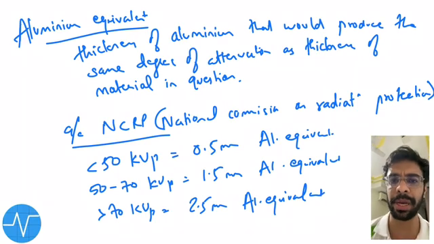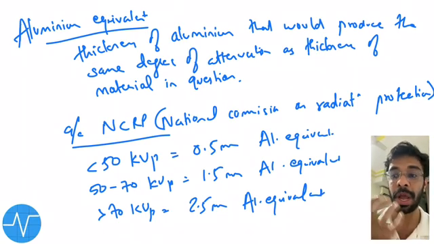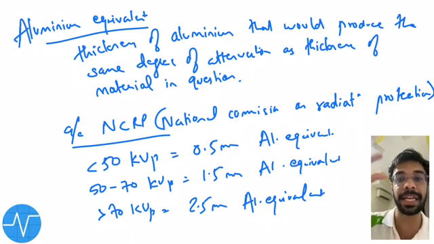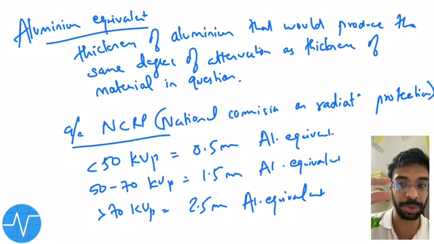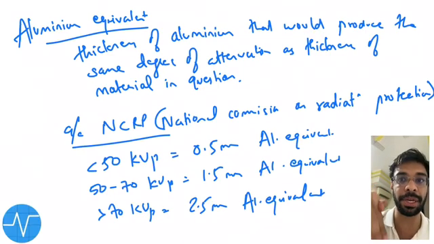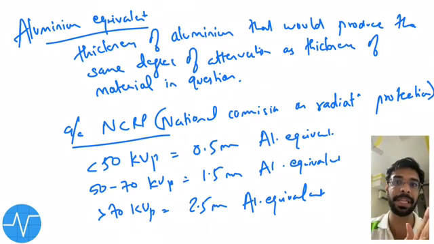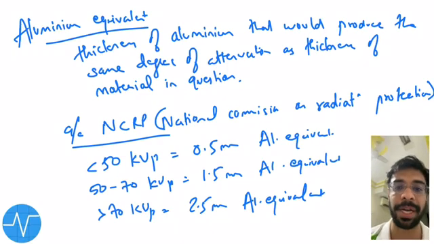Therefore, aluminium equivalent means the material in question. What is the thickness of the material in question which will produce the same degree of attenuation as the thickness of aluminium? Means 0.5 millimeter thickness of aluminium is used, and it is producing the attenuation. So how much thickness of lead will produce the same degree of attenuation as that of 0.5 millimeter aluminium? That is known as aluminium equivalent.